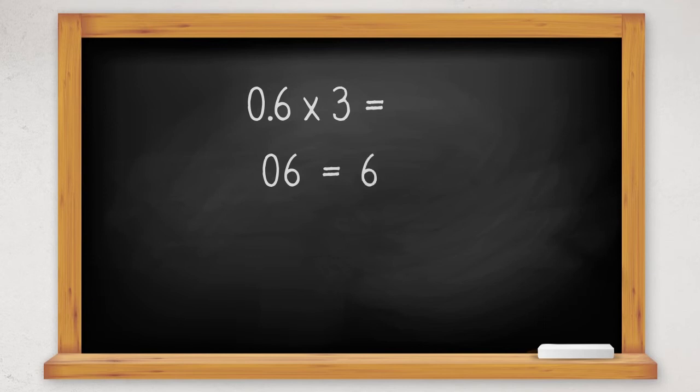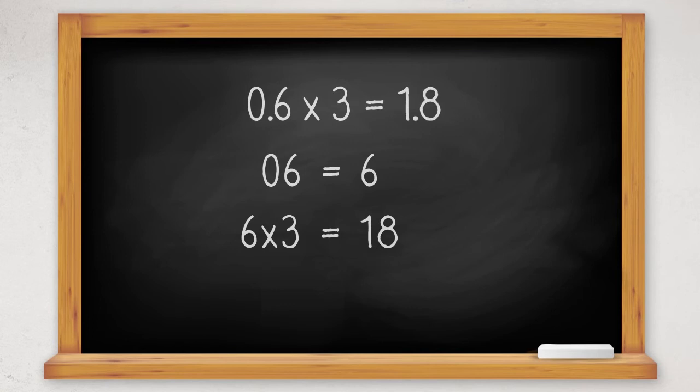Here's another example. We want to multiply 0.6 by 3. So we ignore the decimal point and rewrite 0.6 as 06, which is just 6. 6 times 3 equals 18. In the original calculation, there was 1 decimal place in 0.6, so we need 1 decimal place in the answer. So starting with the right-hand figure, count 1 to the left and place the decimal point here.